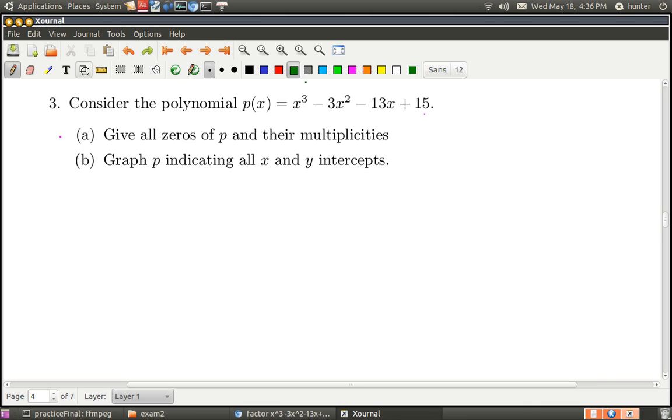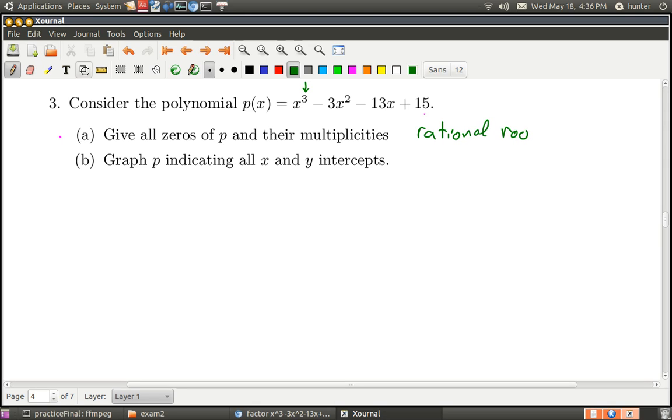It's a cubic. If it were a quadratic, then we would just use the quadratic formula, but we don't use the cubic formula. Where do we begin? We have to guess the first root, okay? But we don't have to just guess anything because we have the rational roots test.